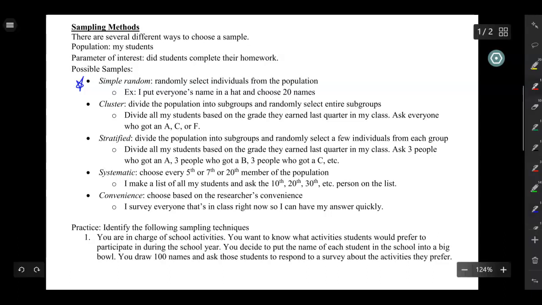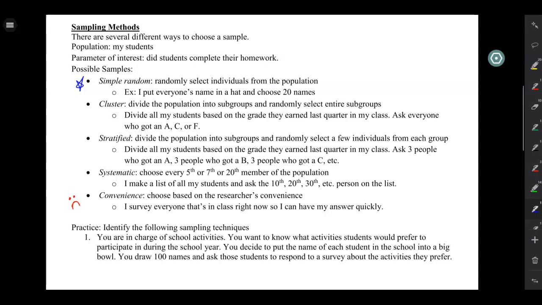So convenience samples are obviously kind of the worst type of sample because you're not necessarily representing all of the people in the population, but they are the easiest as a researcher to do because they're convenient.